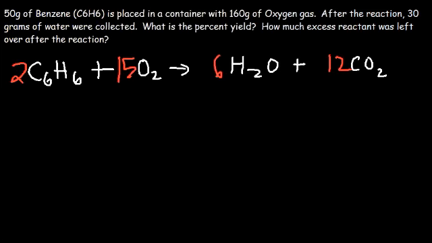Now the first thing that we need to do is find the percent yield. So we need the actual yield and the theoretical yield. We can calculate the theoretical yield, but typically the actual yield is given in a problem. Now there are 3 numbers that we have: the 50, the 160, and the 30. Which one is the actual yield?